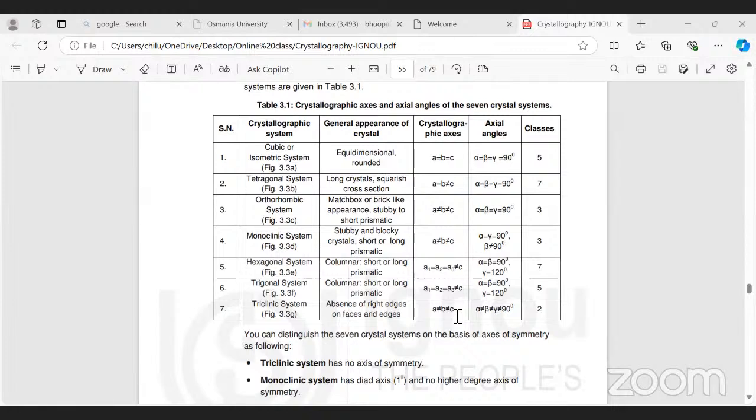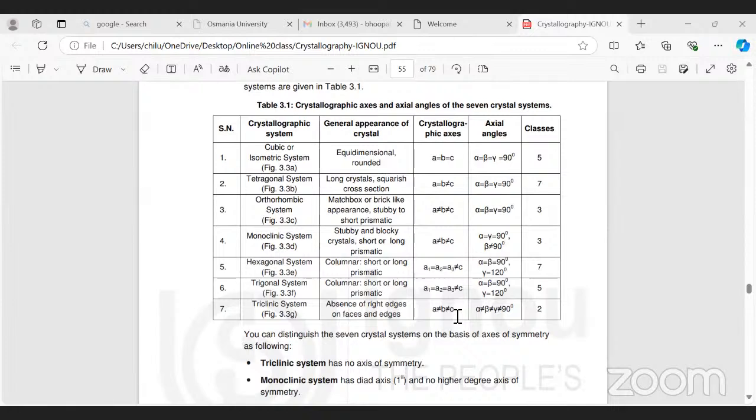Yes, one, it is a tetragonal system. Long crystals are seen, with a squarish cross section. A is equal to B, and B is not equal to C. That means the one C axis has a length that differs from the two other axes, A and B. And the axial angles are alpha is equal to beta is equal to gamma is equal to 90 degrees.